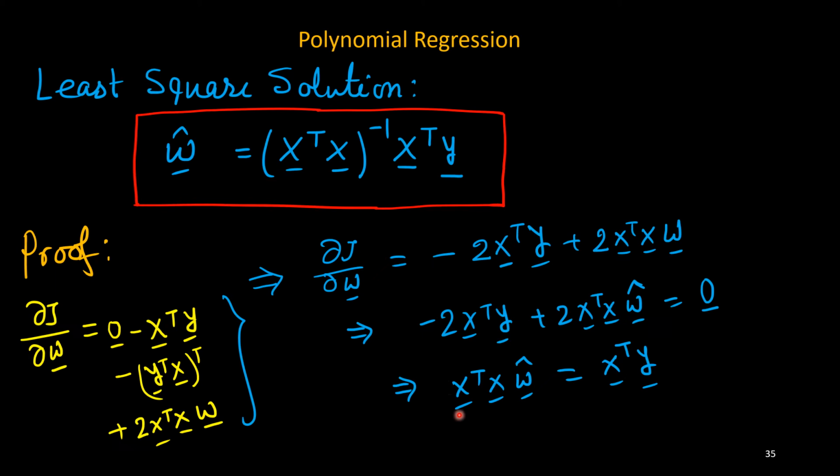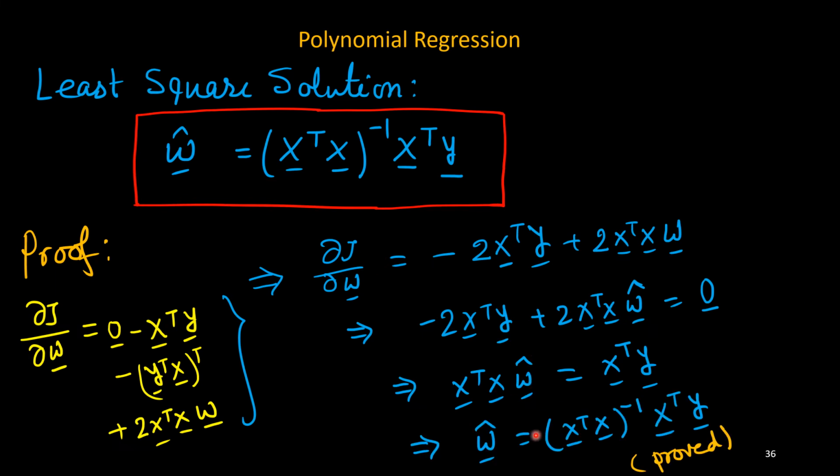Now if I multiply both sides by the inverse of x transpose x on the left side, on the left side you will get w hat, and on this side it is x transpose x inverse times x transpose y. So you see this result. So this is proved. It's not too difficult to understand, but we'll be using this expression to understand ridge regression. Now we are coming to ridge regression.